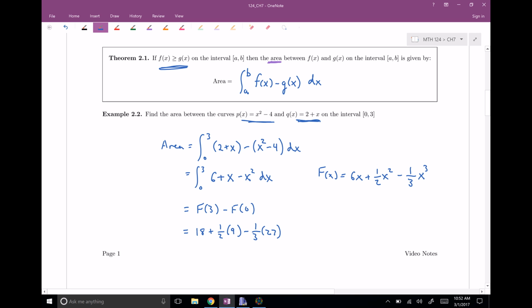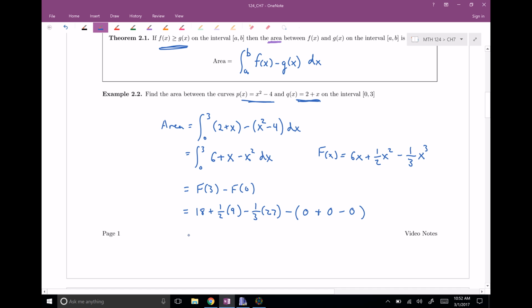Okay, and now if I was to plug in a 0 everywhere I see an x, well, I'd have 0 plus 0 minus 0. So that one's pretty boring, right? So let's go ahead and evaluate this out. 18 plus, I can combine these, right? This is going to be 9/2, and then minus 27 divided by 3, that's going to be 9.